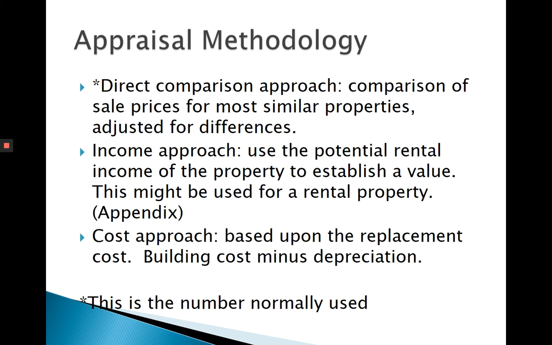Income approach, if the individual is going to purchase the property as a rental property. This one you have to specify that you want. So they will automatically give you the direct comparison and the cost. You have to specify that you want the appendix that has the income approach.